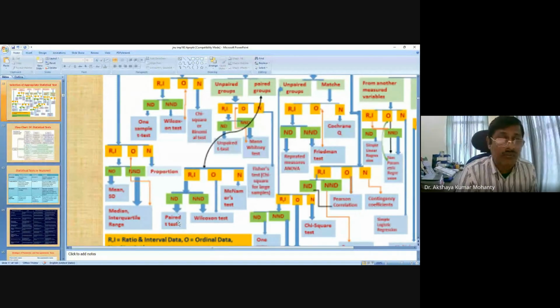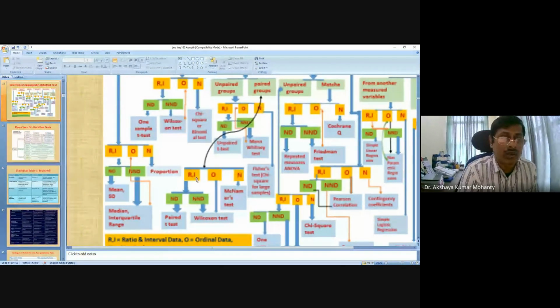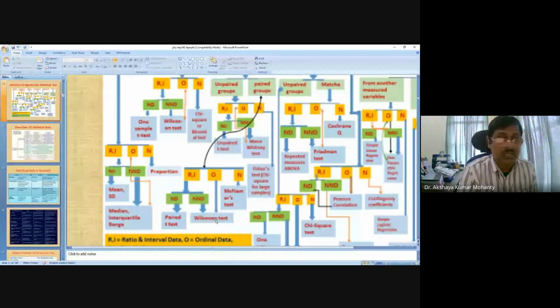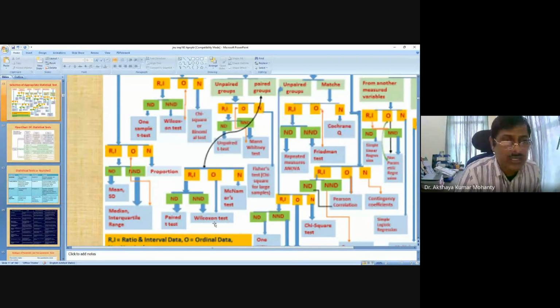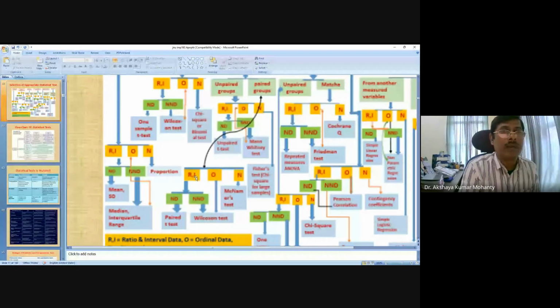Now if the data is not normally distributed, you have to go for the Wilcoxon test. You see here, the Wilcoxon test. See the comparison. From this it is concluded that this is a non-parametric test and this is a parametric test. So ultimately we are confirming that this is a parametric test and this is a non-parametric test, based upon our scales of data and our groups, isn't it?